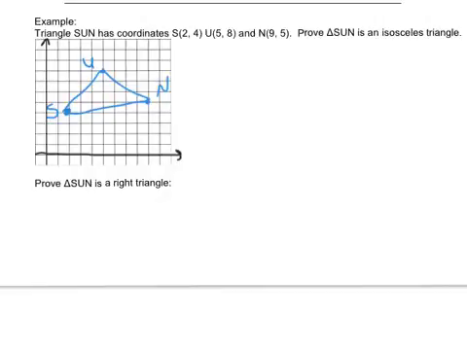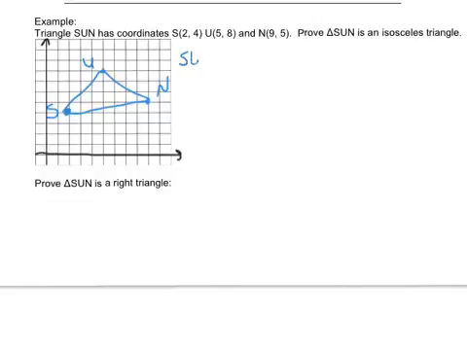So we're going to prove triangle SUN is an isosceles triangle, and then I'm going to leave it up to you to prove that SUN is a right triangle. To prove SUN is an isosceles triangle, I'm going to use the distance formula to find the length of all three sides. Usually graphing it is optional, but it's always a good idea to do that. Now make sure you show your work.